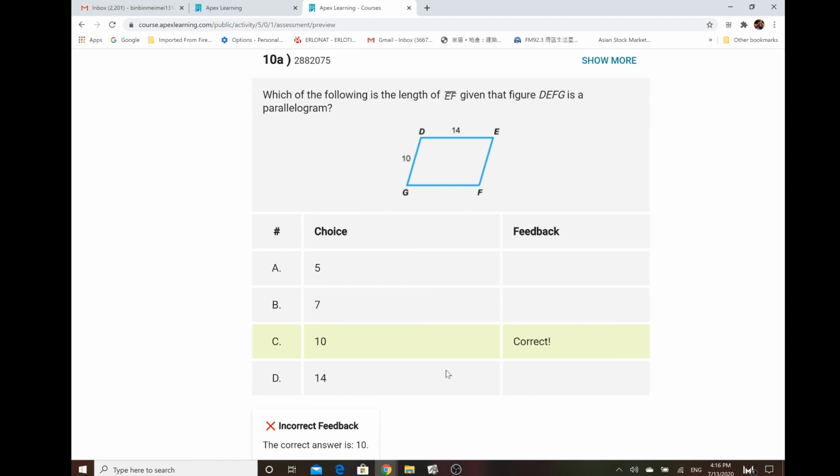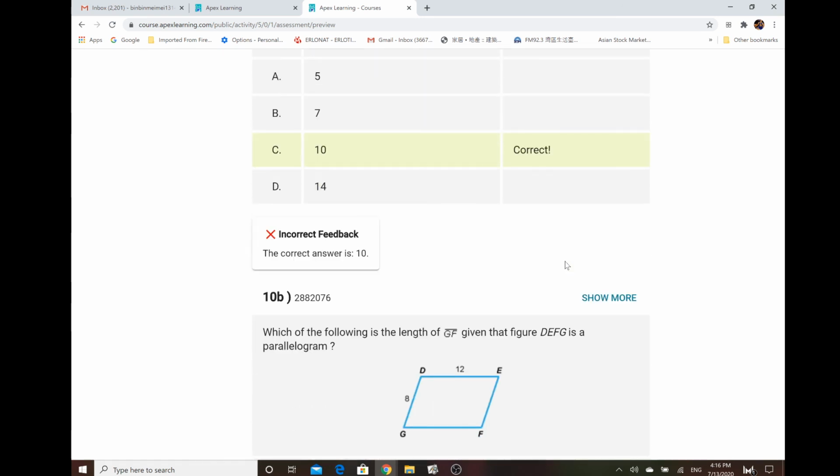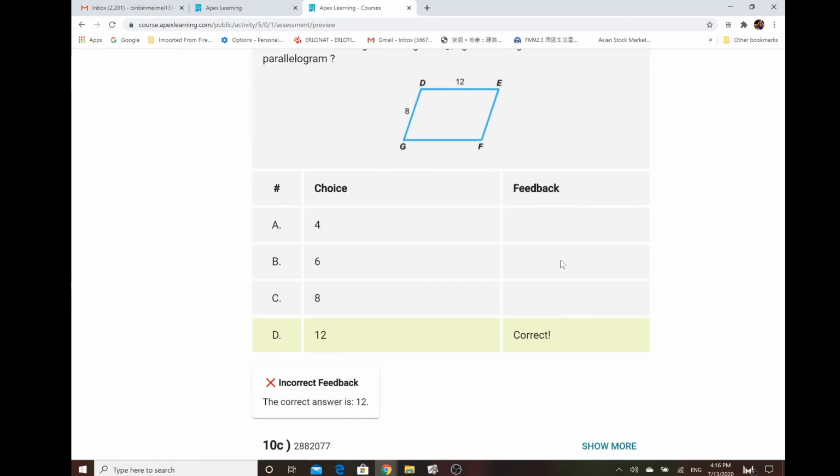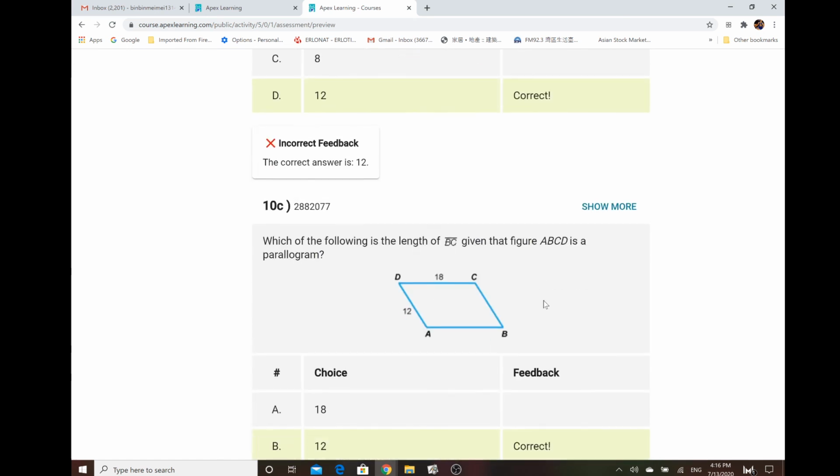Which of the following is the length of segment EF, given that figure DEFG is a parallelogram? If DG is 10, that means EF is also 10. That one is quite obvious. This one too: opposite sides of the parallelogram are always the same as each other. So 12, that means GF is also 12.